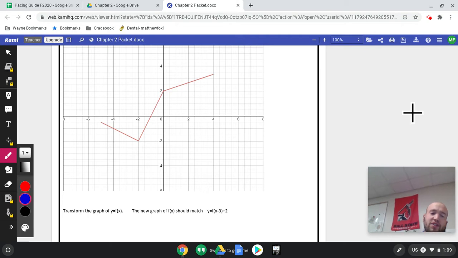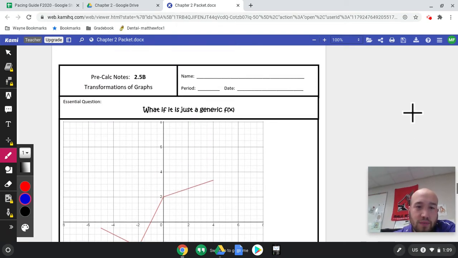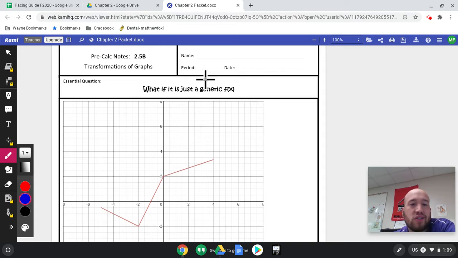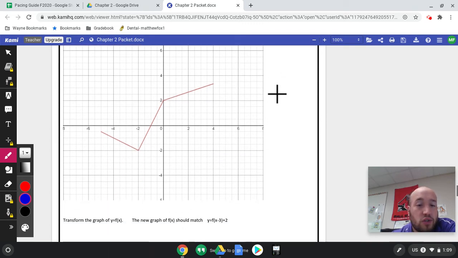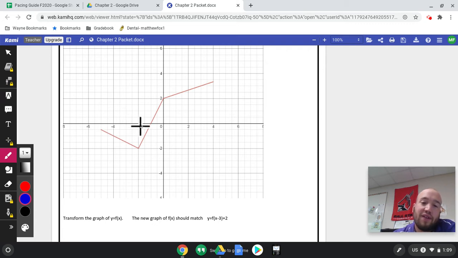So today we're going to continue to talk about transformations. However, sometimes our transformations will just occur on a generic f of x graph. Turn to page 2.5b. Today's lesson is pretty short, but if we look at this graph, we don't exactly know what it represents, but we know that this is the graph of y equals f of x, some function with respect to x. If we plug in an x, we get a y value.